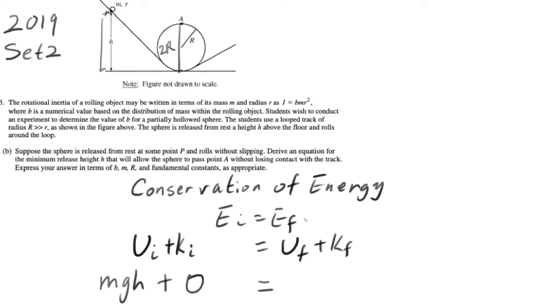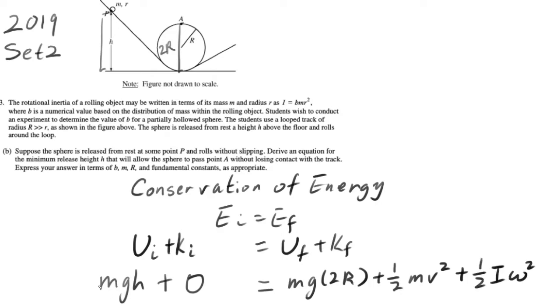Now looking at the final potential energy, we know that the sphere is at a height of 2r. So the final potential energy is mg2r. Now we're going to break the kinetic energy down into linear kinetic energy and rotational kinetic energy. Linear kinetic energy is just 1/2 mv squared, and rotational kinetic energy is 1/2 I omega squared. We can't really simplify the left side, so let's look at the right side.